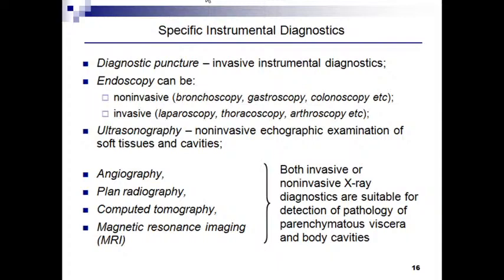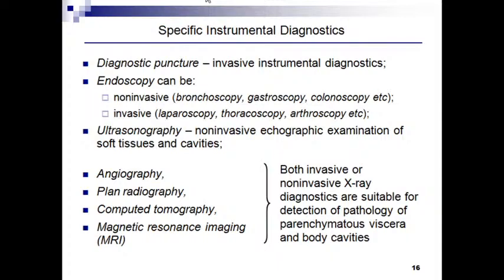And endoscopy can be invasive. For example, laparoscopy, examination of the peritoneal cavity, is an operative approach under narcosis. Thoracoscopy, examination of thoracic or pleural cavities. Arthroscopy for examination of the cavity of a joint. Ultrasonography is a non-invasive echographic examination of soft tissues and cavities. The ultrasonic sign of bleeding is accumulation of blood among anatomical structures.